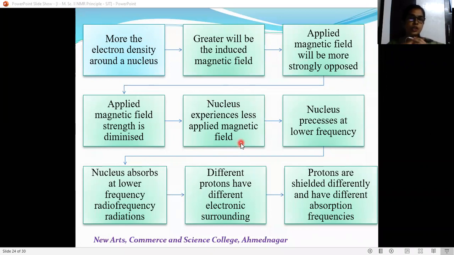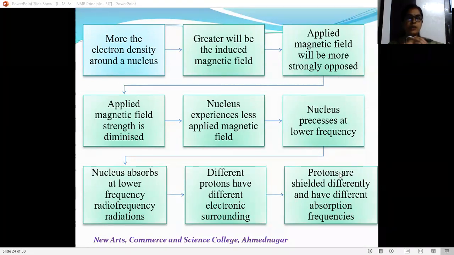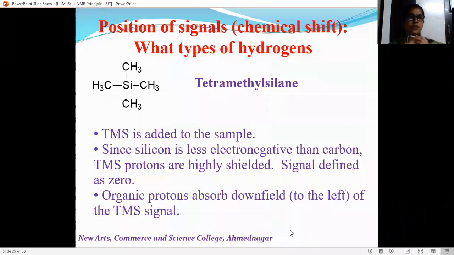If the nucleus is exposed to less applied magnetic field, the nucleus will precess at a lower frequency and will absorb lower radio frequency radiations. And as different protons have different electronic surroundings, the protons are shielded differently and have different absorption frequencies. So this is the reason why we get different signals for different protons. As we get different signals for different protons, we are able to find out the structure of an unknown compound.